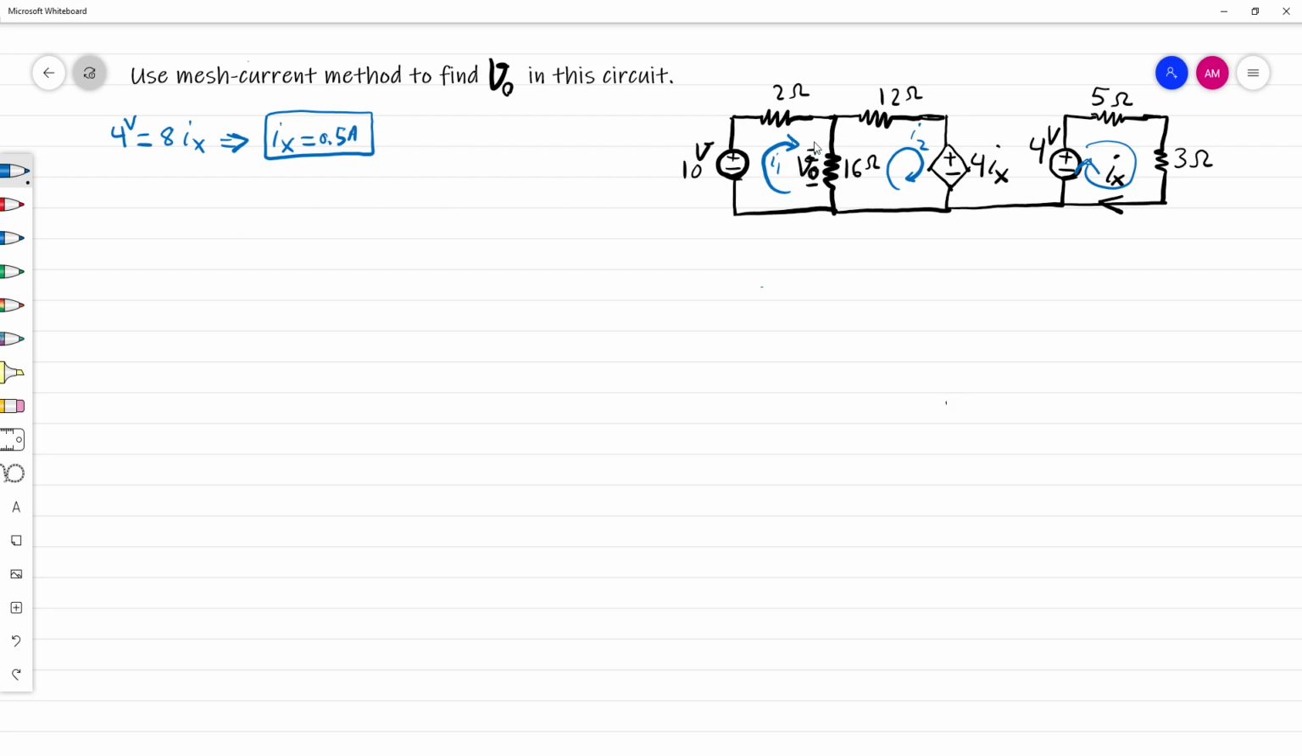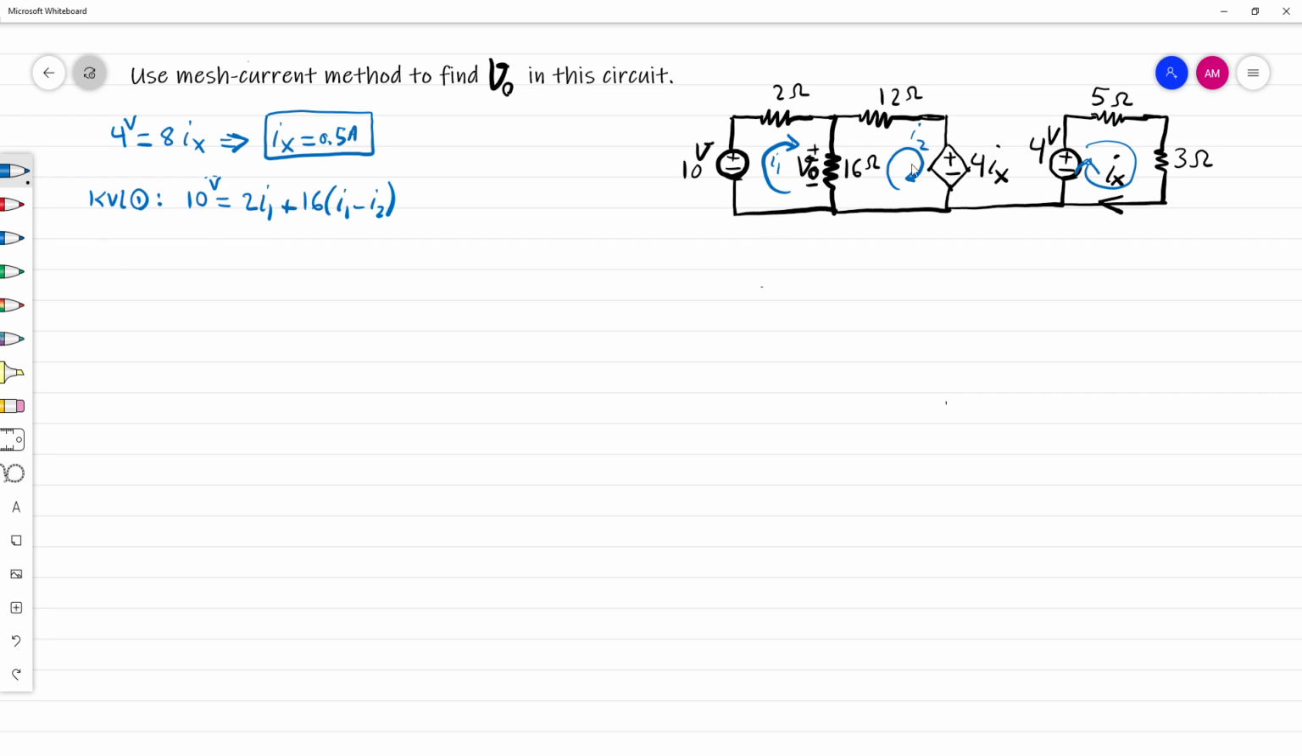For this loop here, we can write a simple KVL. So it will be, let's say KVL1: we have 10 volt is equal to 2 ohm that I1 is flowing through, and then we have V out, which is 16 times I1 flowing through it, minus I2 that is flowing counter to I1. So that would be one equation.